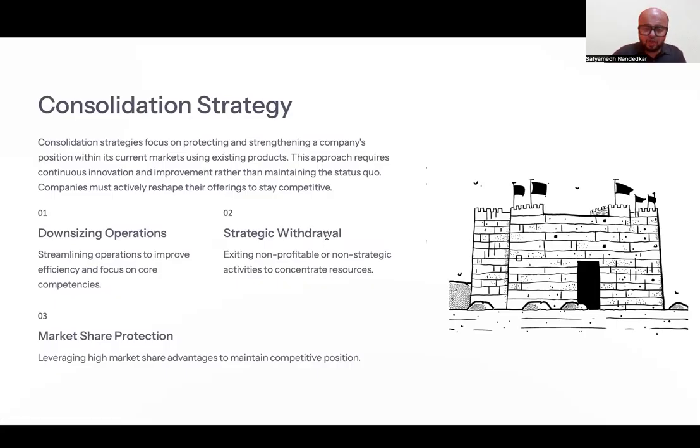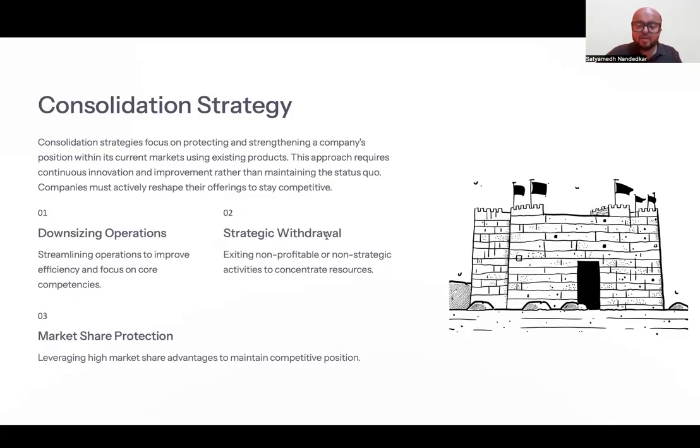Now, consolidation basically means bringing together. So before we talk about aggressive growth, let's focus on consolidation. Sometimes the smartest move is not to grow but to stabilize. Consolidation strategies help companies protect their current position before expanding further. There are three approaches: downsizing operations, which is cutting non core areas to focus on strength. Back in the day, Jet Airways scaled back unprofitable international routes before its eventual restructuring. You are downsizing, cutting non core areas only to focus on what you do best.